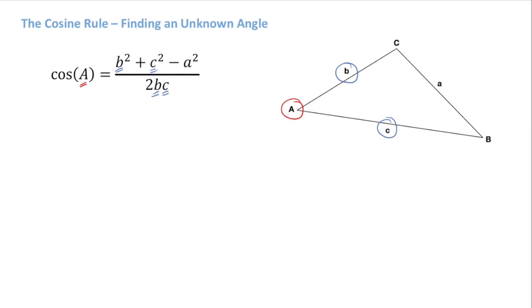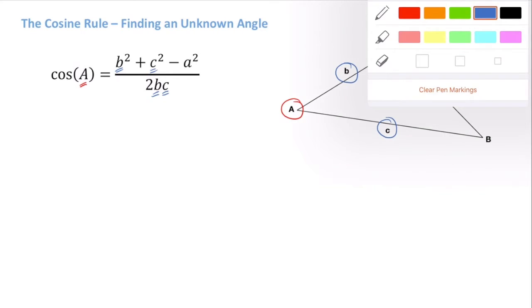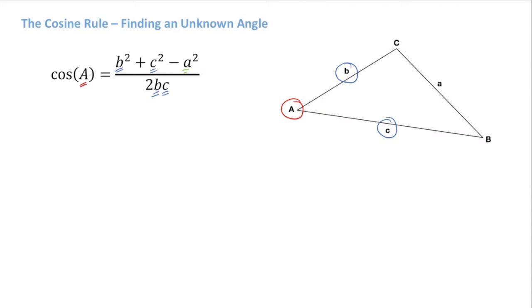And so the only side length which is actually being subtracted in this formula, this a squared here, corresponds to the side length opposite the angle we're looking for. Now, just to clarify, to find an angle with the cosine rule, we need all the side lengths inside the triangle. Otherwise, we can't use it. So let's go ahead now and see how to use this cosine rule with an example.